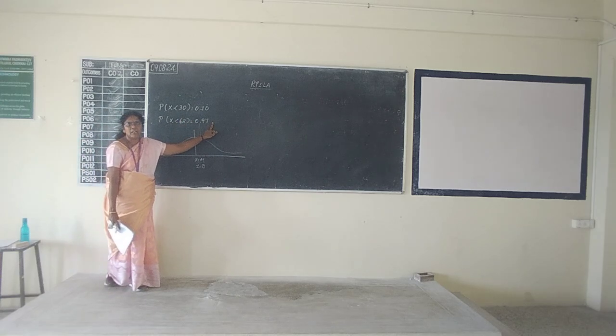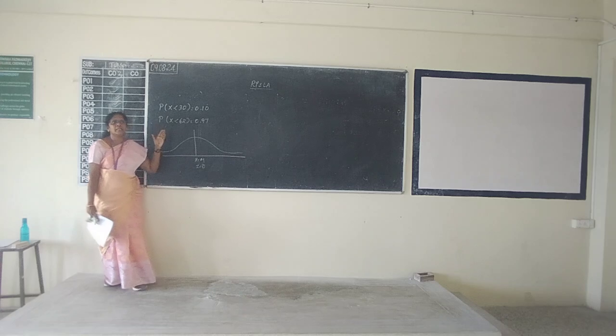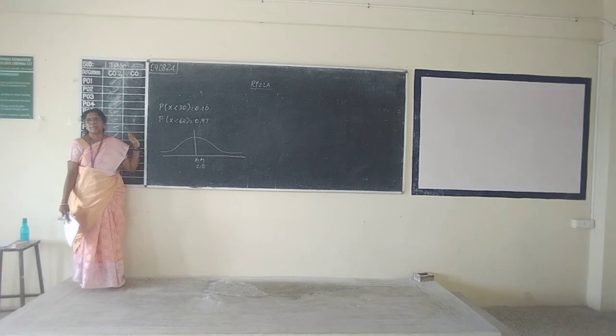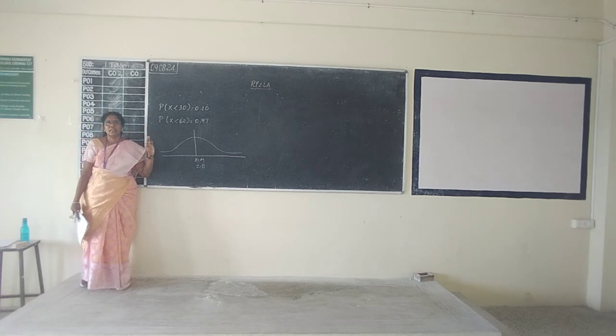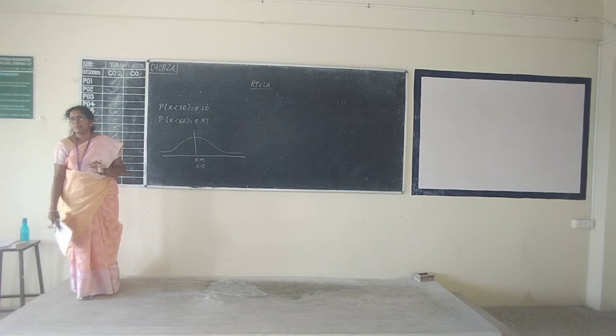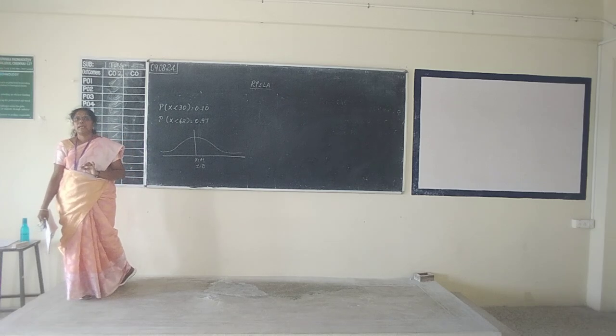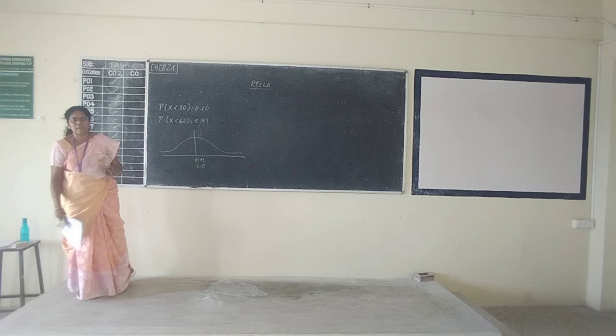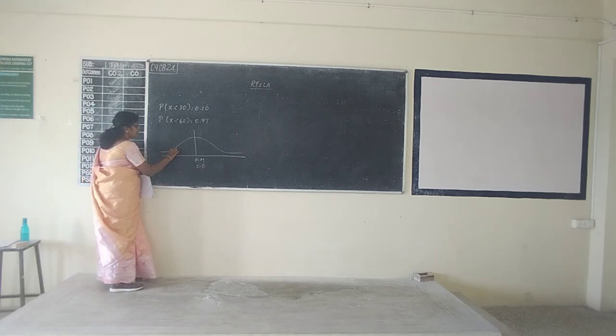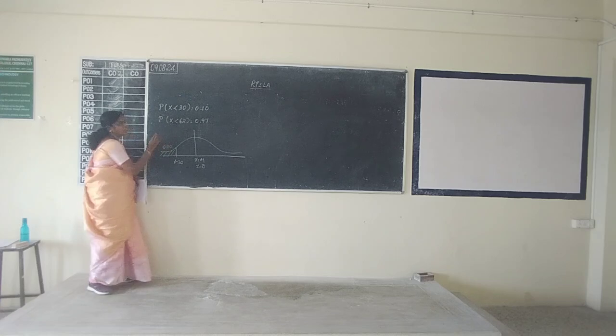So what is the area value? 0.10 and it is less than 30, so it is like minus infinity to 30. Where will you mark 30, left side or right side? Why? Area value is 0.10, so we can mark it on the left side. X is equal to 30, so this area value is equal to 0.10.